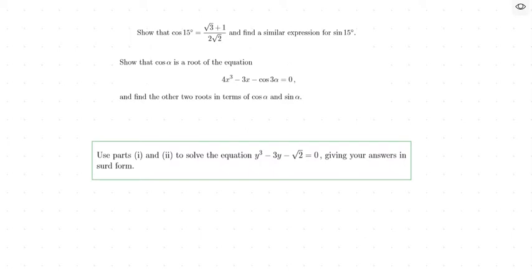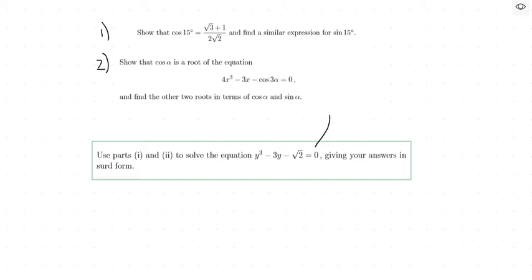So these are parts 1 and 2. Let me label them 1 and 2. There we go. Right. So how are we going to use parts 1 and 2 to solve this?